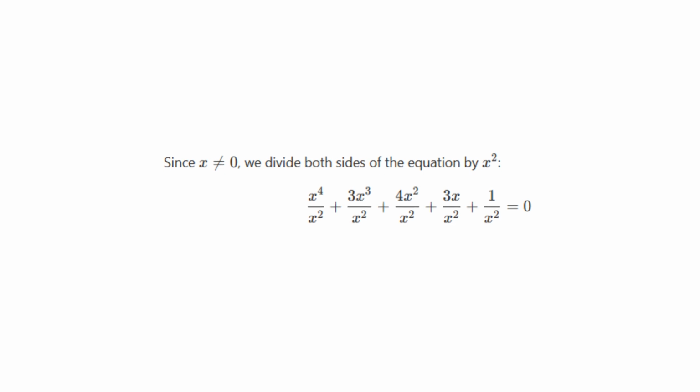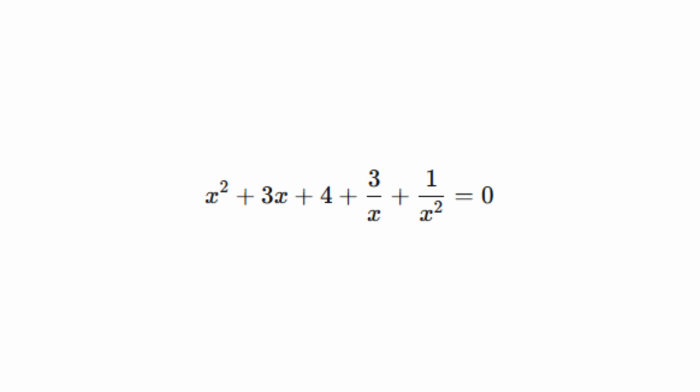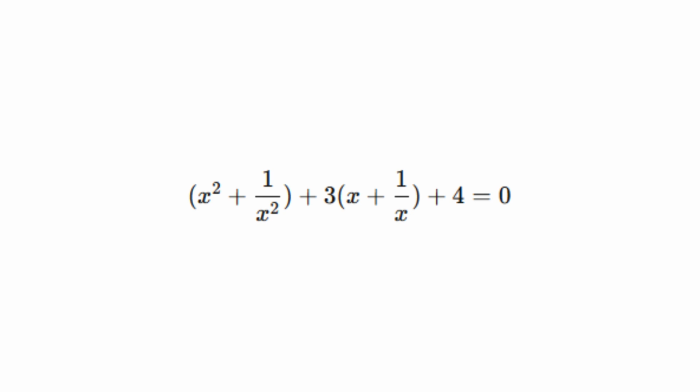Divide both sides by x squared. Since x does not equal 0, we can divide both sides of the equation by x squared. Rearrange the terms to group the terms with symmetric coefficients.